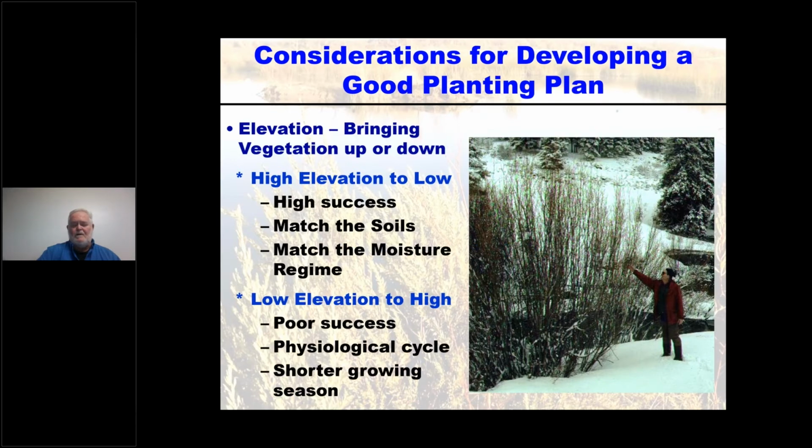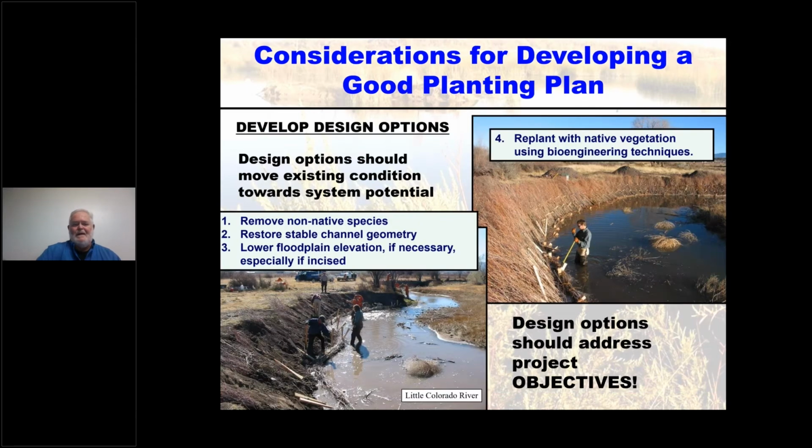One of the things you don't want to do is take vegetation from low elevations to high elevations. Generally, you've got a pretty poor success rate there. Your physiological cycle will be off because it's tuned to the low elevation, and you'll have a little shorter growing season. So in Alaska, they've done that where they actually planted plants and trees, and they were flowering when it was snowing. So as you can tell, that wouldn't be a very good way to get things going.